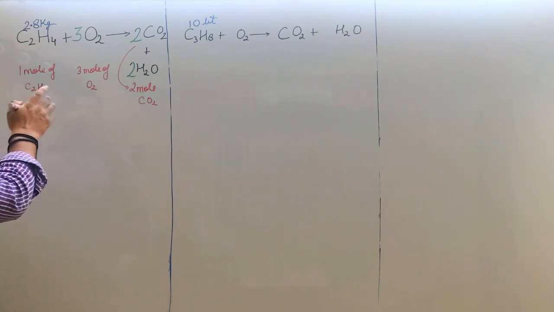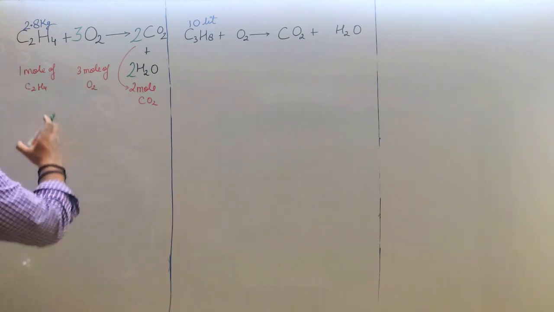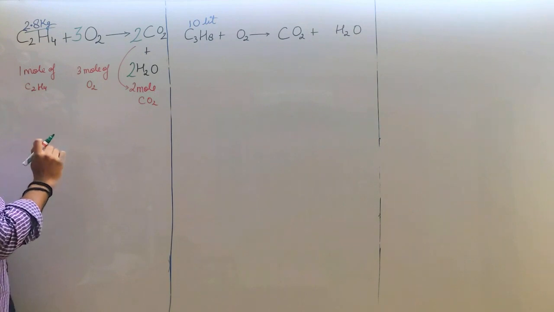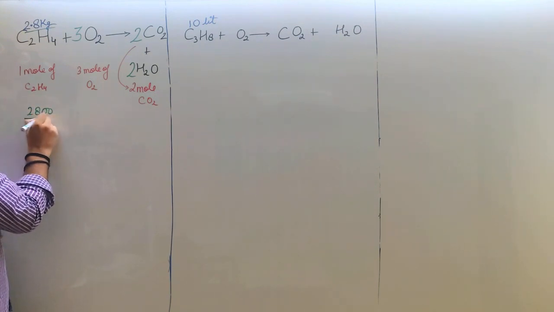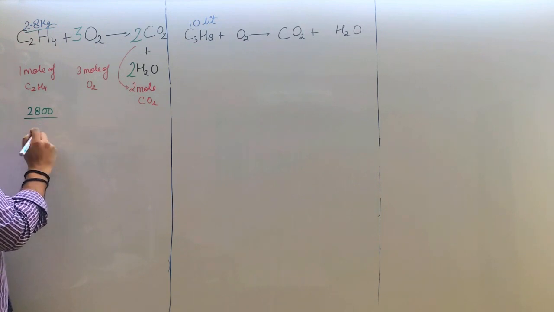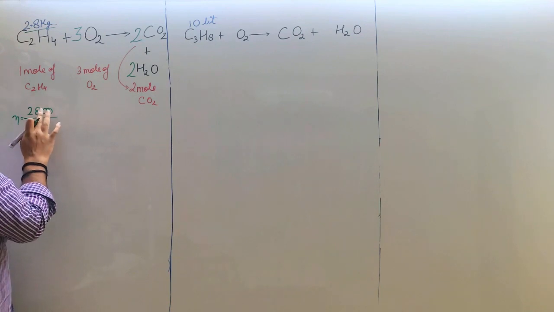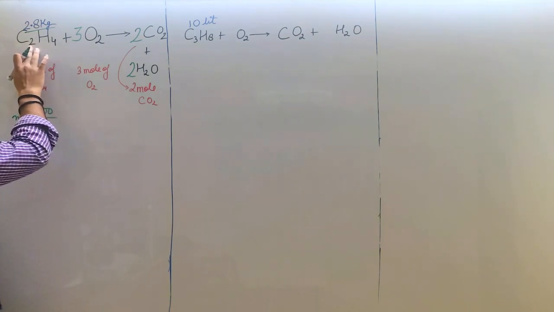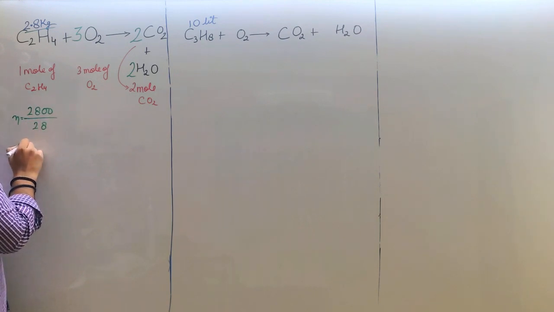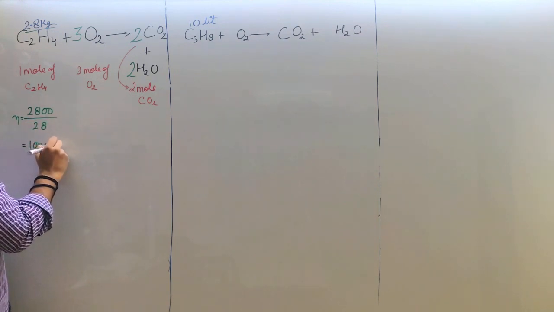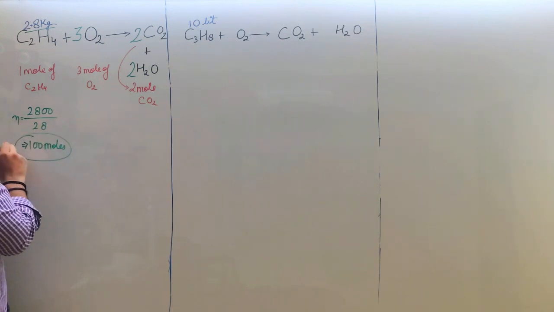Now see, the given quantity is 2.8 kg of C2H4. We can write 2.8 kg as 2800 grams, converting it into grams, because to find the number of moles we need to divide by the molecular weight. What is the molecular weight of C2H4? 12 times 2 is 24, and 4, so 28. So the number of moles comes out to be 100 moles. According to the question, we have 100 moles of C2H4.